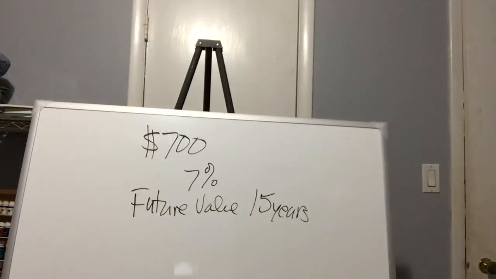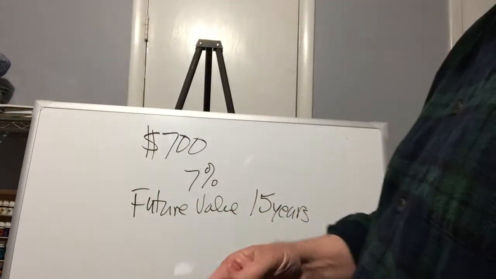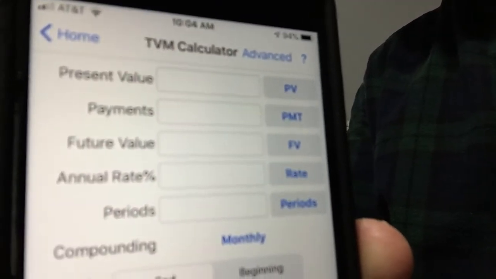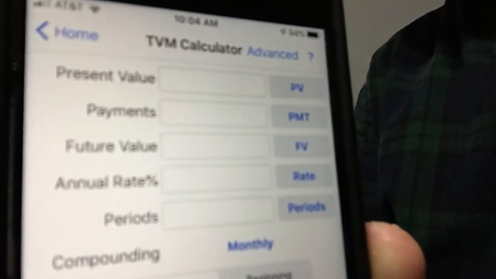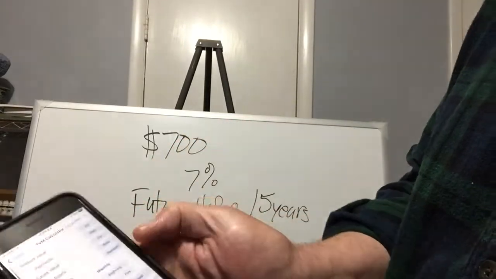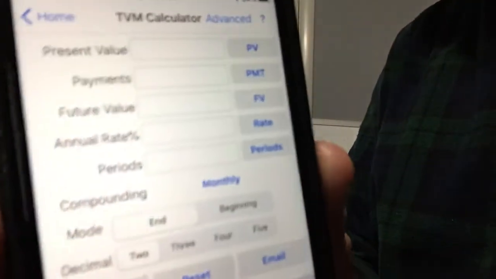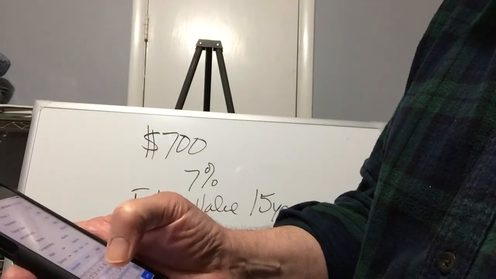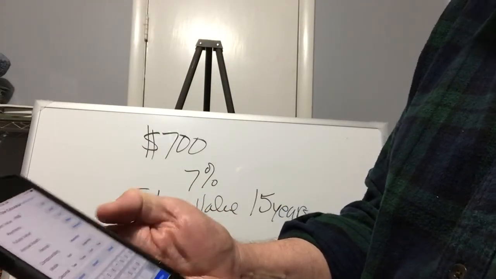And all right, so now if I go into the app, let me show you what I've done. I hope you can see this. I've opened up the app and I've got the various things I need to put in. So for example, I'm going to put in present value, well, there's the $700. Now, it's important that I put that one in as a negative number, minus 700.